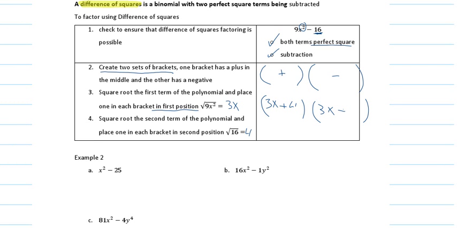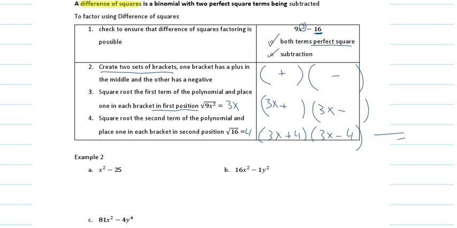You guys are not going to rewrite all of this, but this is my steps to show you. You are going to go right away to this part of the solution. I'm just showing you basically what you need to do in your head. In your head, you're going to create two brackets with plus and minus in between. You're going to do the square root of the first term and put it in the first position. In your head, you're going to do the square root of 16 and put it in the second position. And that will be your factor.